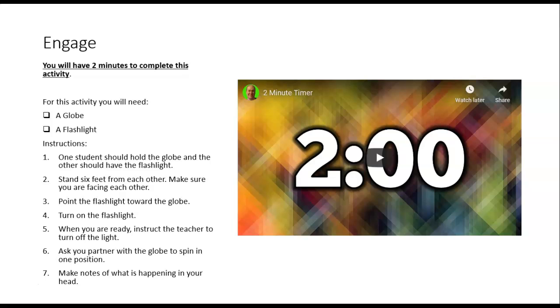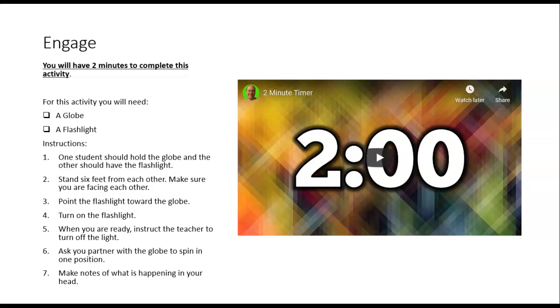The instructions are one student should hold the globe and the other student should hold the flashlight. They should stand 6 feet apart from each other for social distancing purposes, and also for them to get basically an understanding of feet. So this is just a little skill that they will learn in there, and they will make sure that they're facing each other. Point the flashlight towards the globe, turn on the flashlight, and whenever they're set up, then they will let me, the teacher, know to turn off the light.